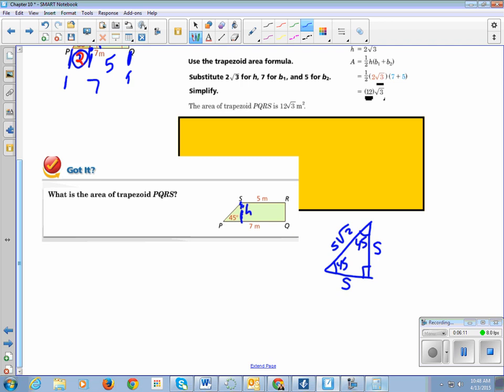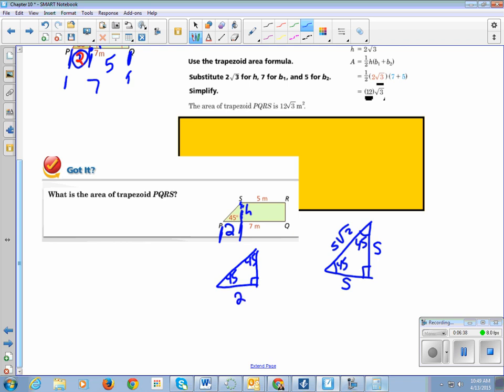Thankfully, we have the same scenario. I have 5 on top and 7 on the bottom. What does that leave us for this distance right here? Same as the one before. Before, what plus 5 is 7? 2. 2 plus 5 is 7. So now I have this nice little triangle, 45, 45, 90.